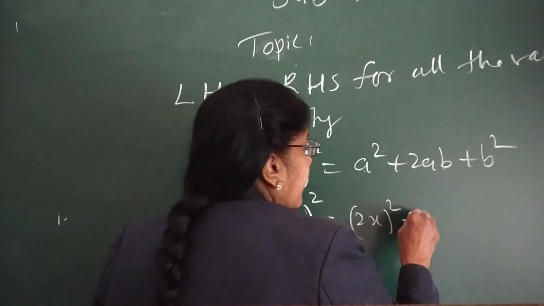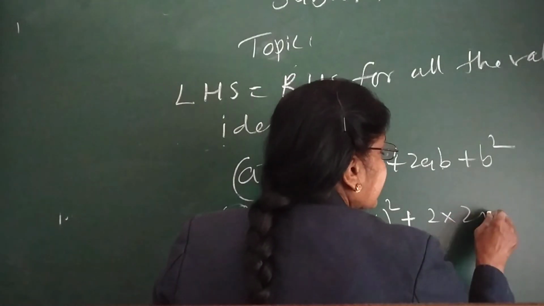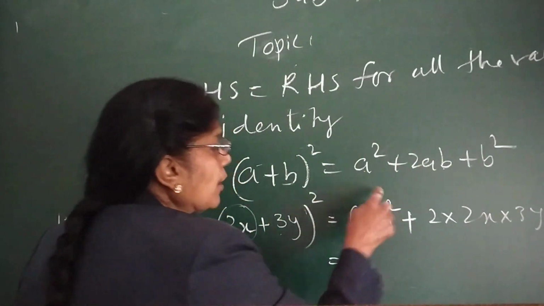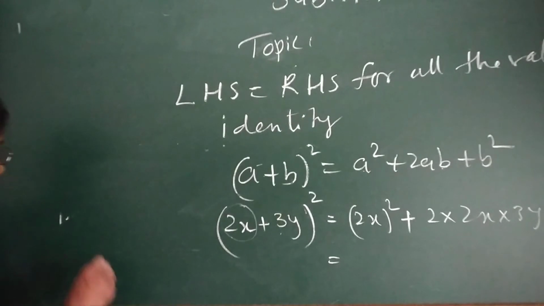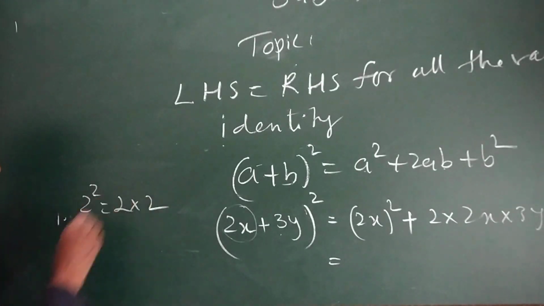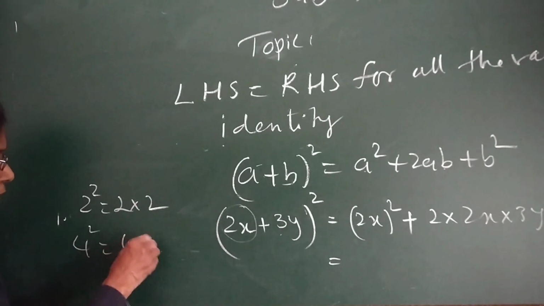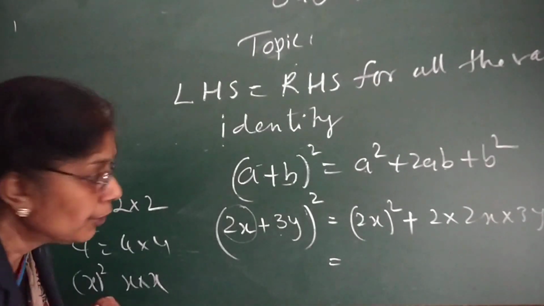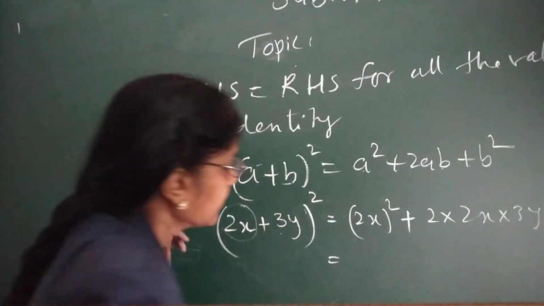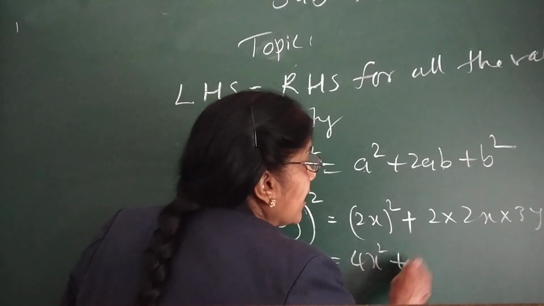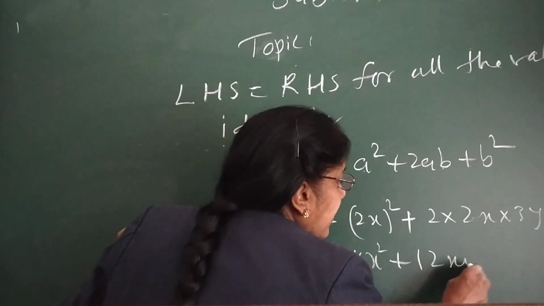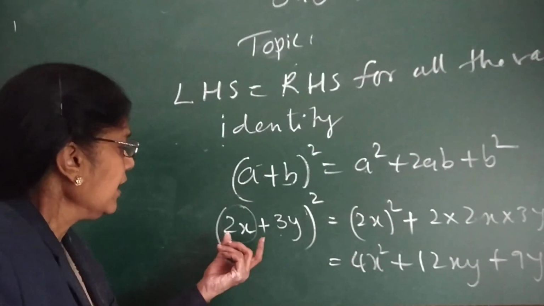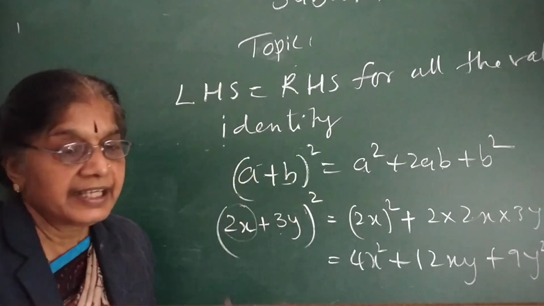2x the whole square plus 2 into 2x into 3y plus 3y the whole square. 2x the whole square means what? You have already learned squares. What is meant by 2 square? 2 should be multiplied 2 times. What is meant by 4 square? 4 into 4. What is meant by x the whole square? x into x. So here also, 2x the whole square means 2x into 2x. 2 2s are 4x square, plus 2 2s are 4, 4 3s are 12xy, plus 3 3s are 9, 9y square.